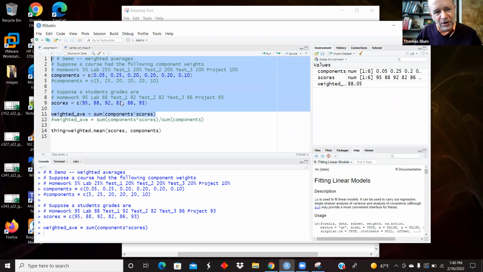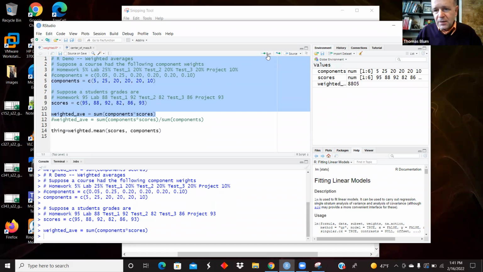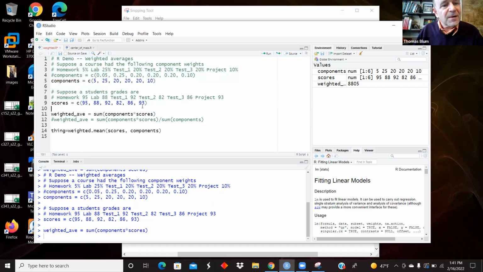So again, we had a number of scores on various components. The various components had weights. We multiplied each score by its corresponding weight and added them up. But this relied on the fact that we represented the components as decimals and made them add up to one. But let me switch over to the components as percentages. And now this is going to throw it off and be crazy. Now the person's average is 8,805, so that's not a nice average.